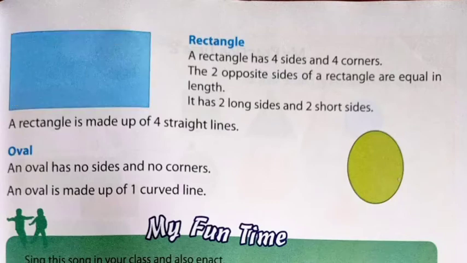Then the last one is oval. An oval has no sides and no corners. An oval is made up of one curved line only, as you can see from the picture.